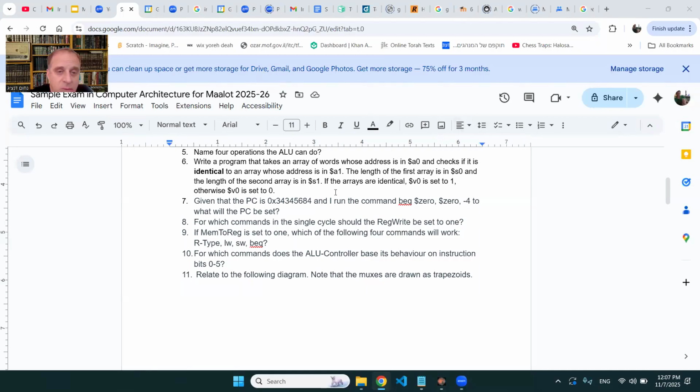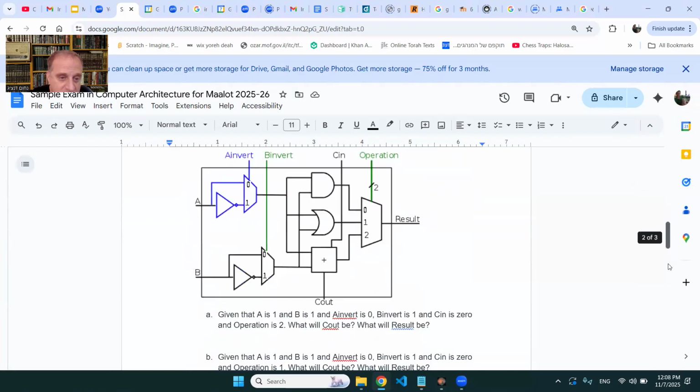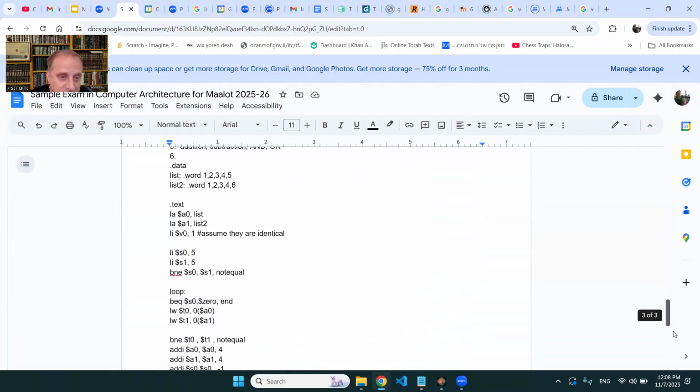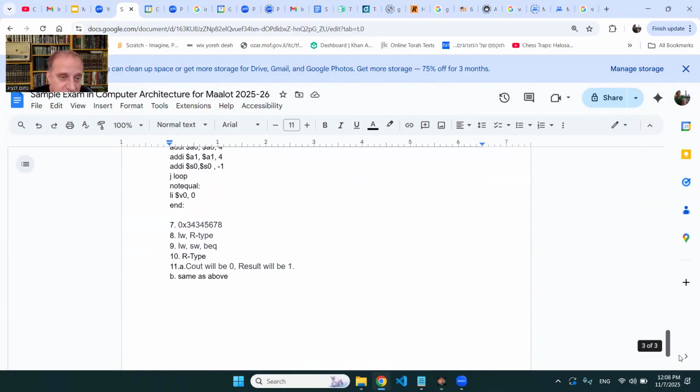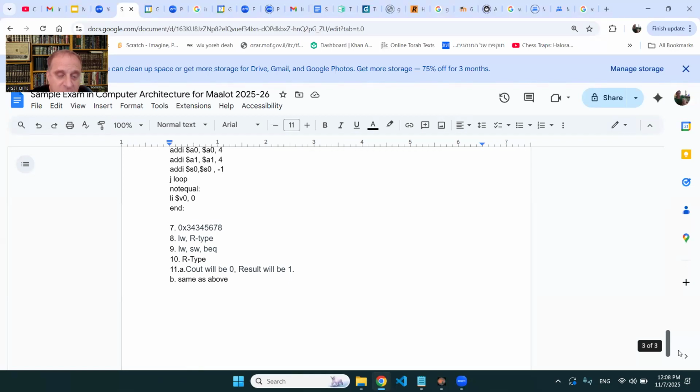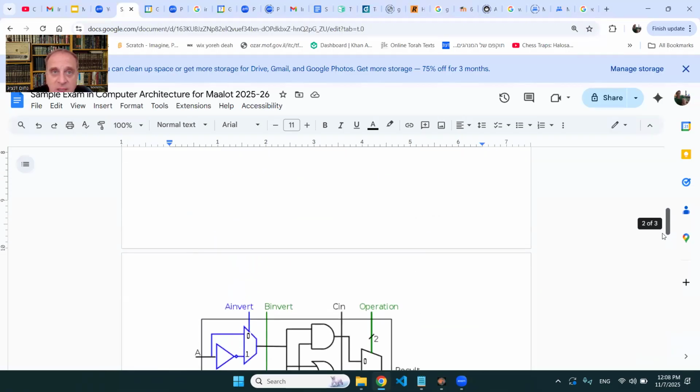Hello. I gave you a sample exam and I want to solve two questions which one of you asked me to solve or to discuss. The first one is 9 here: if mem2reg is set to 1, which of the following four commands will work? Not to give away the solution, but I'll give it away because I already did. The solution is everything: L, W, S, W, and B, Q, everything except R type. So let's see why that's the case.